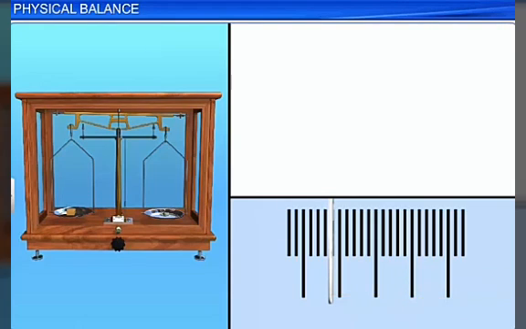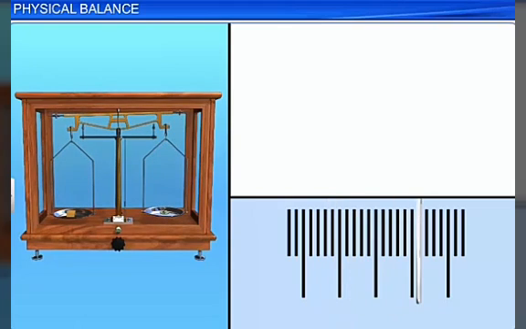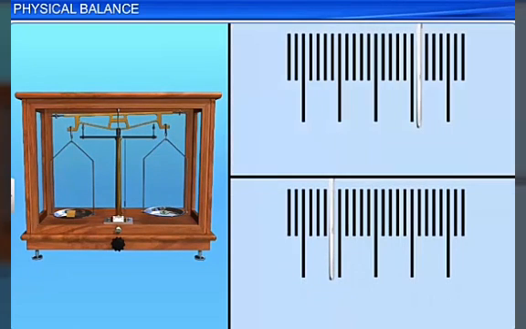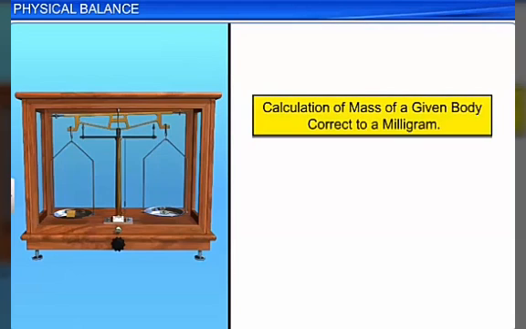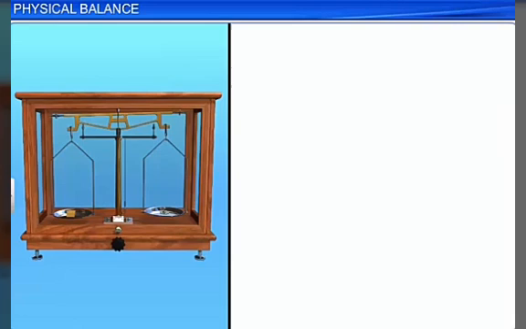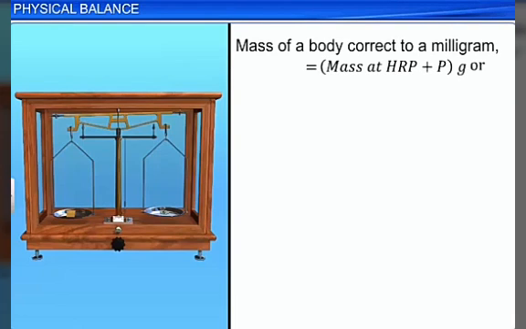Find which one of the two resting points is nearer the zero resting point. The corresponding standard weights give the mass of the body correct to a centigram. Let us calculate the mass of a given body correct to a milligram. Mass of the body correct to a milligram is equal to mass at higher resting point plus P gram or mass at lower resting point minus P gram.